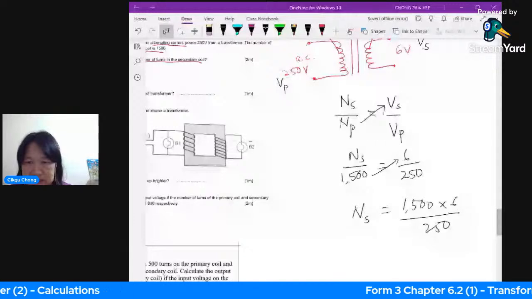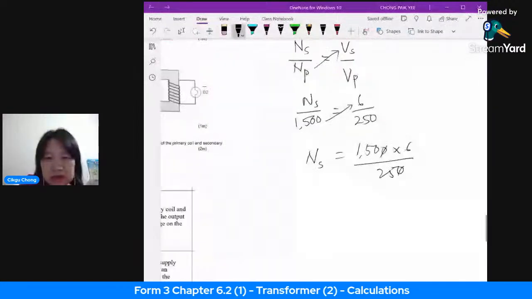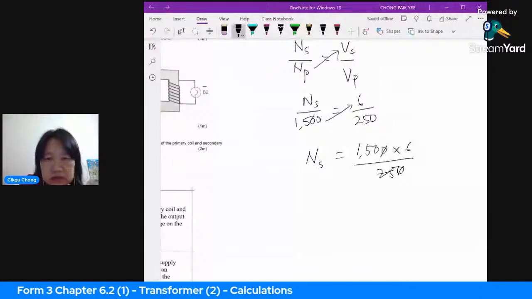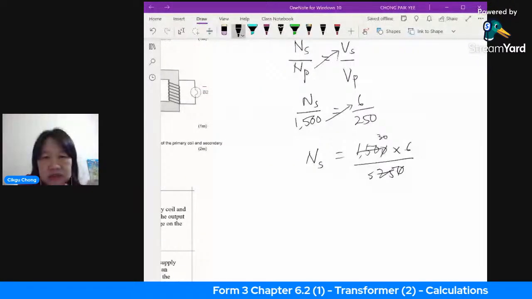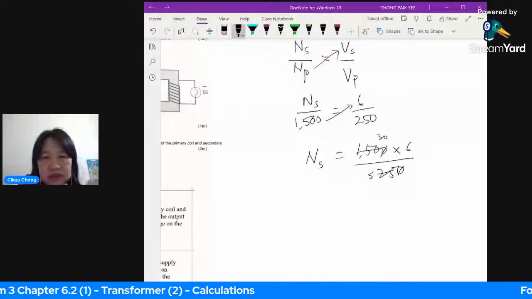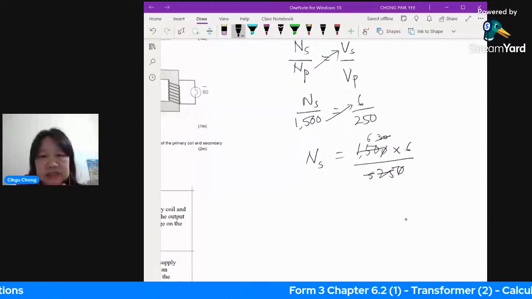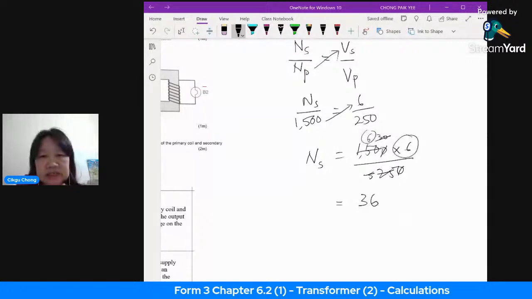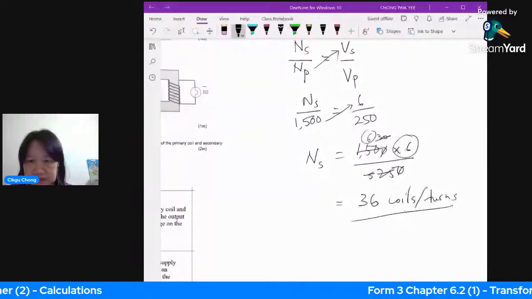If your maths is simple, you don't need a calculator, you can also do it by hand. Cancel your zeros. Always cancel zeros. This one divide by 25 or divide by 5, you get 5. You divide by 5, you will get 30. So 30 divided by 5, you can further simplify it to 6. So now you're left with 6 times 6. So 6 times 6 is 36. So 36 what? Yes, already got answer. Good. 36 coils or 36 turns. All right, there.